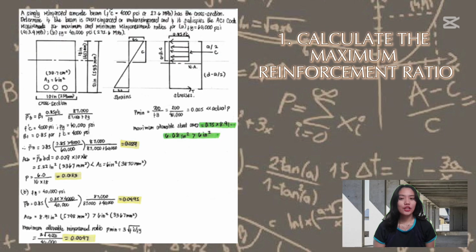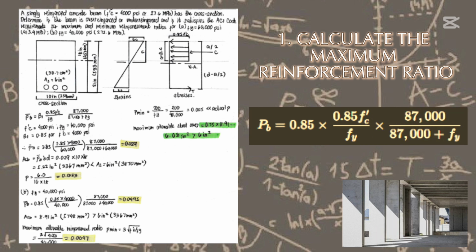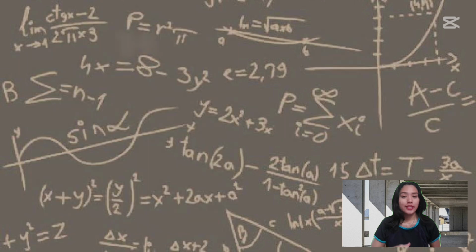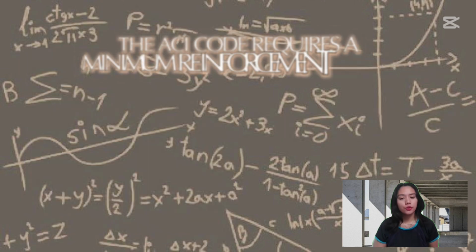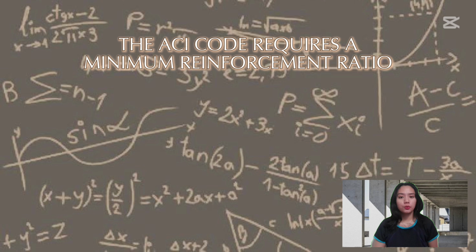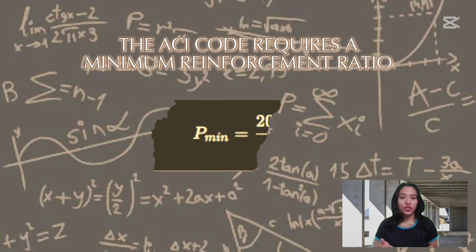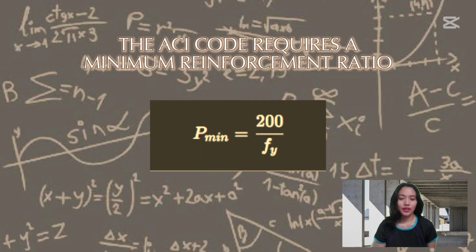First, we calculate the maximum reinforcement ratio using the formula. That gives us the maximum reinforcement, but the ACI code requires the minimum reinforcement ratio in order to prevent sudden failure. We check using this. Then we compare the actual steel areas with these values.